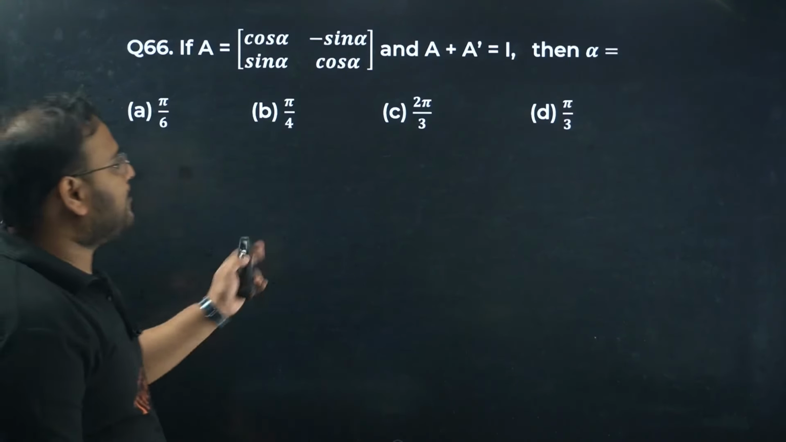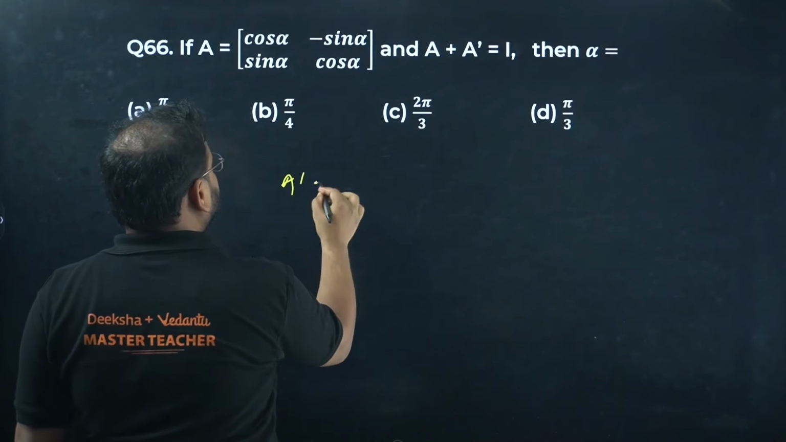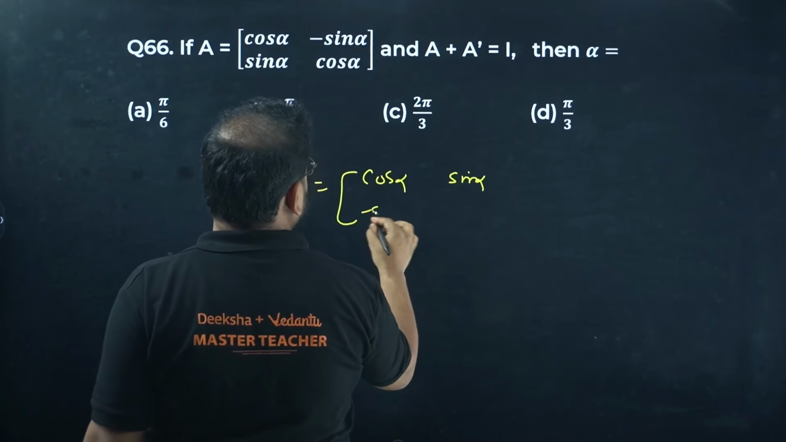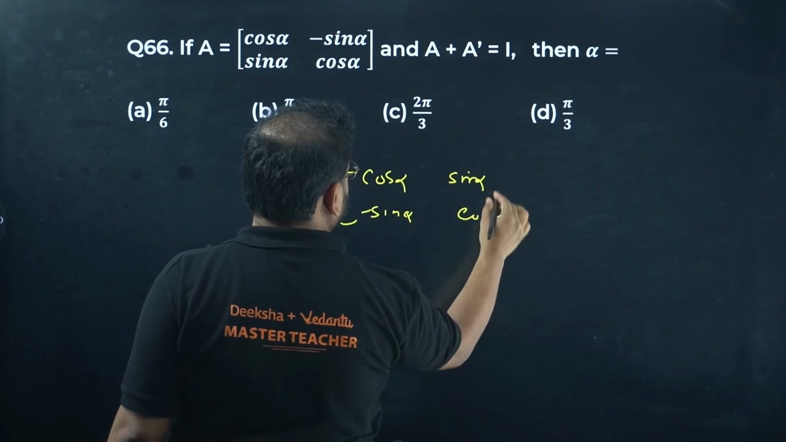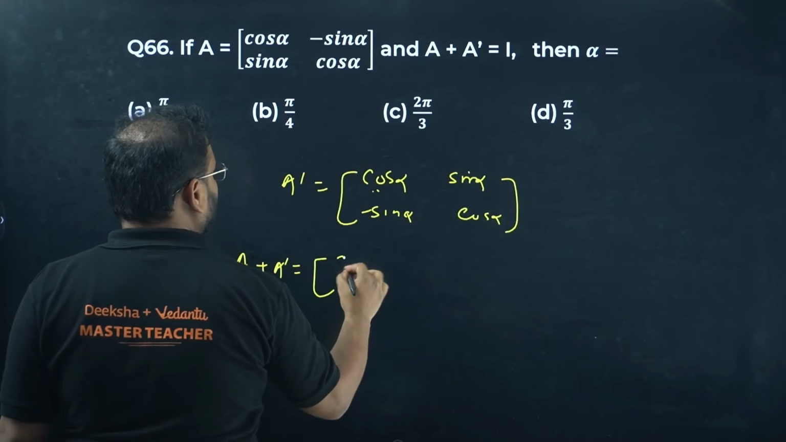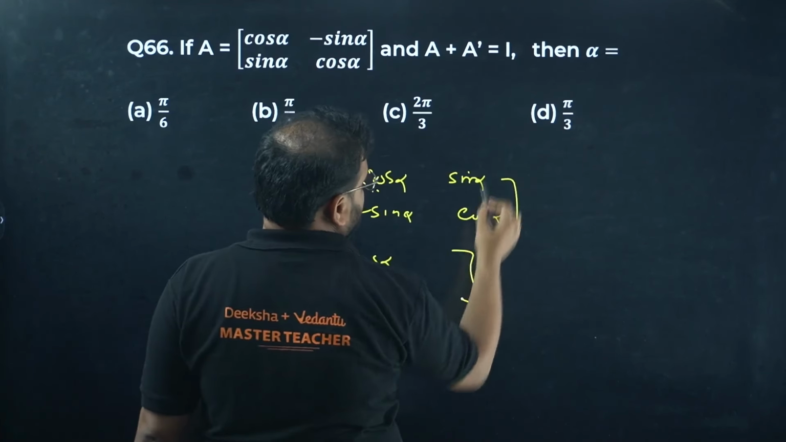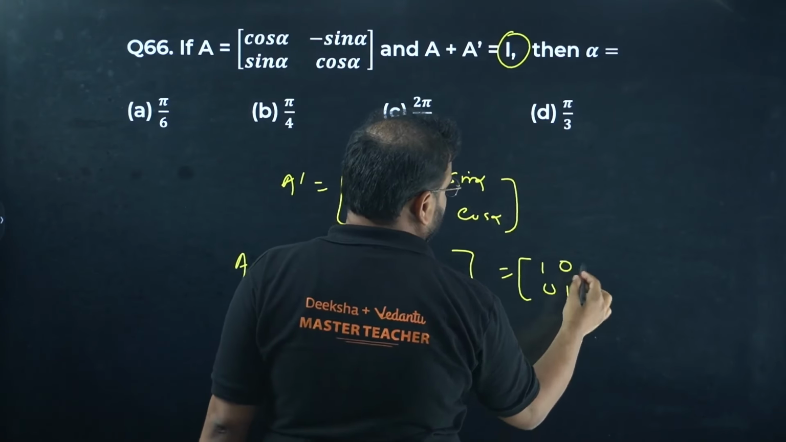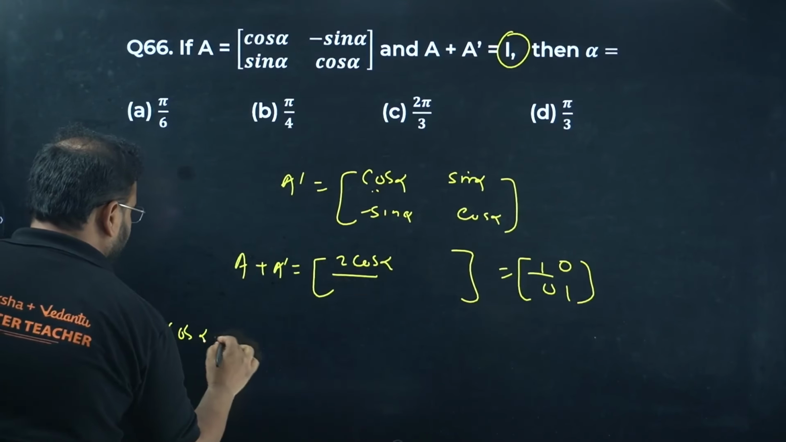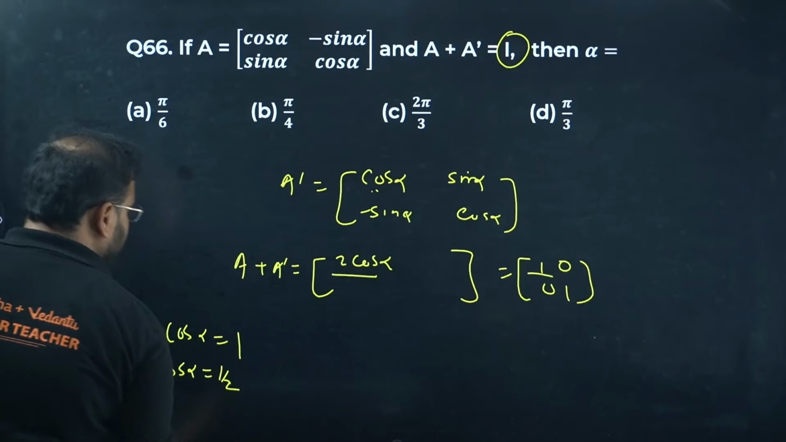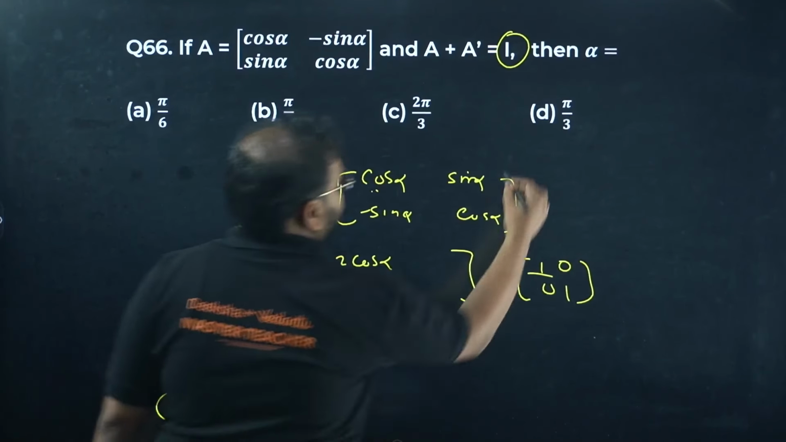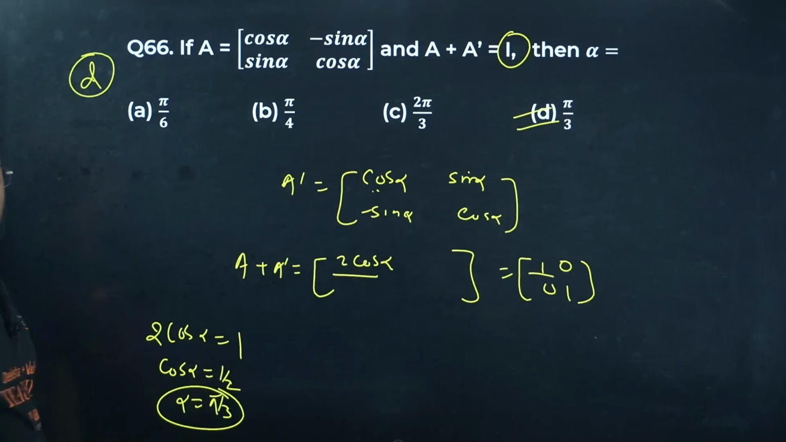Question 66 now. A plus A transpose is I. Write A transpose. This will remain as it is, so cos alpha will remain as it is, and you'll have here sin alpha, and here minus sin alpha, and here cos alpha as it is. If you add A plus A dash, the first element is 2 cos alpha. Forget about everything else. This is equal to I, which means 1 0 0 1. Compare: 2 cos alpha equals 1, which means cos alpha equals 1 by 2. Hence the alpha value will be pi by 3, 60 degrees, sorry, not 30 degrees. D is the answer.